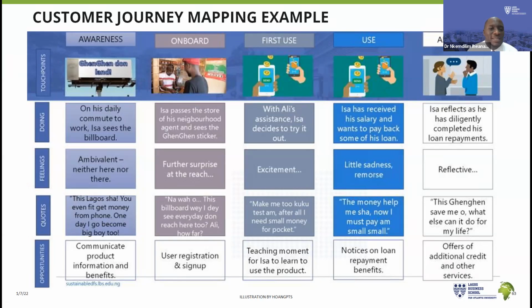The customer is expected to interact and interface with this billboard during their commute to work or commute back from work. So the expectation is that the billboard has to be positioned such that when the customer is either walking, riding in a motorcycle, riding in a public transportation bus, riding in a train, or riding in a private car, the signboard or the billboard is supposed to be visible enough for the customer to see it. Now, what are the feelings? The feelings are ambivalent, neither here nor there.